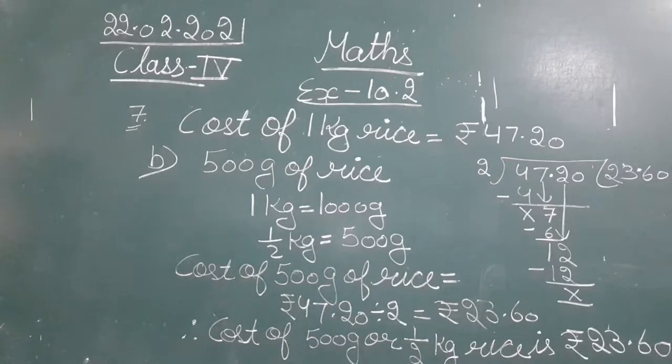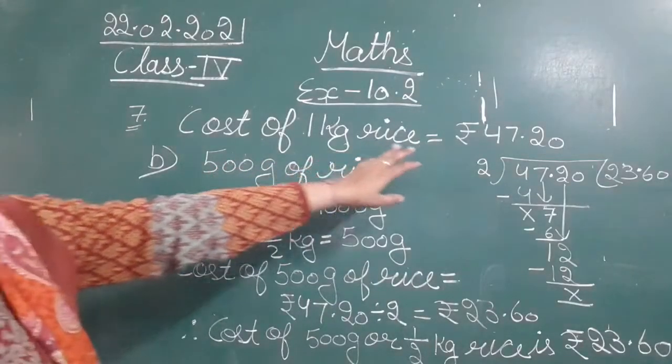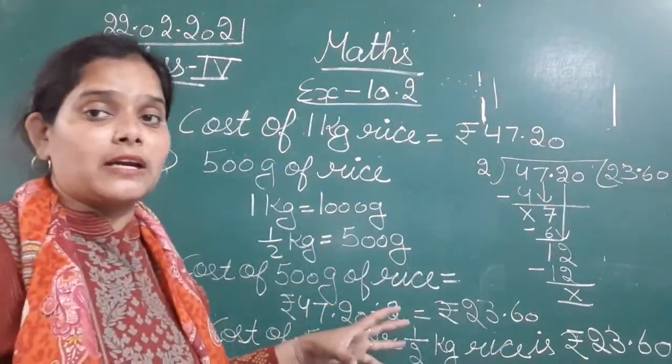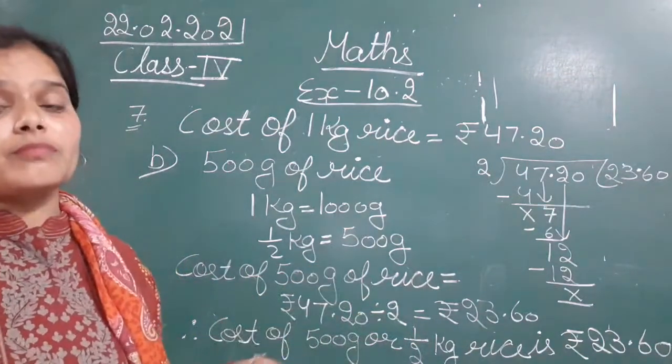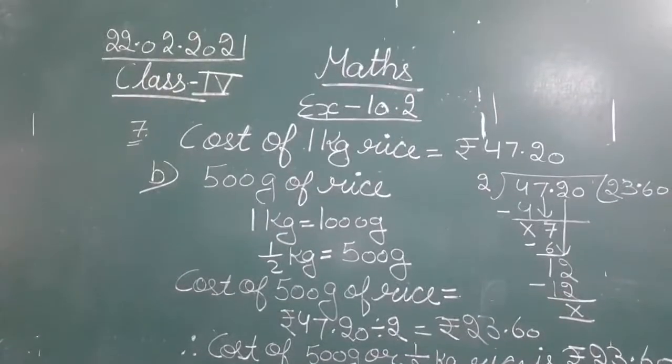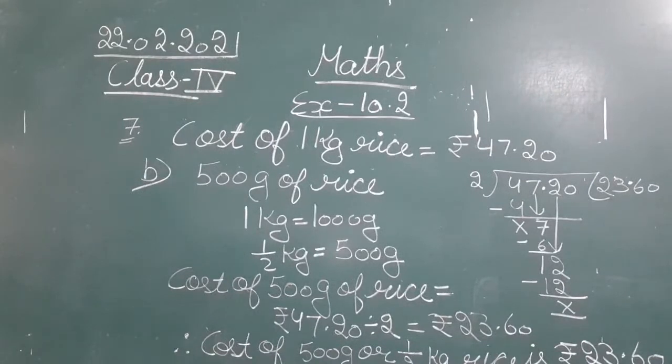Okay, so in spite of dividing this cost of 1 kg rice by 500, बेटा वो बहुत ही लंबी calculation that will be, and this is not yet the part of your syllabus, so you can just simply add it like this. तो ऐसे add करके you can do the calculation. So cost of 500 gram or half kg rice is 23 rupees and 60 paise. Okay, so this is the solution of the B part from question number 7.